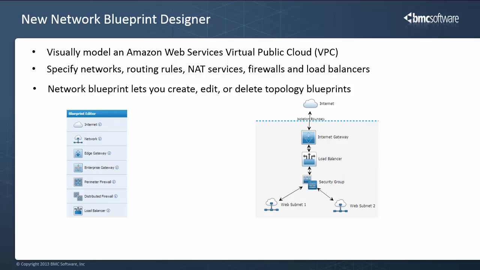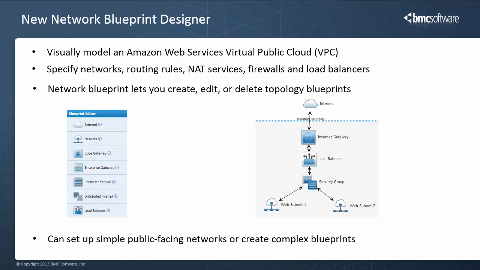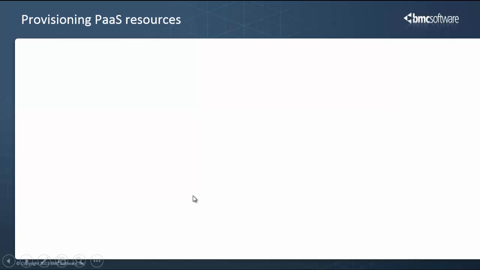A network blueprint is a topology blueprint used to carve out logical network isolations from physical devices. You can create simple network blueprints that set up a public-facing network to host a web application. Or you can create more complex blueprints that connect public cloud resources in a private, non-internet facing corporate data center.